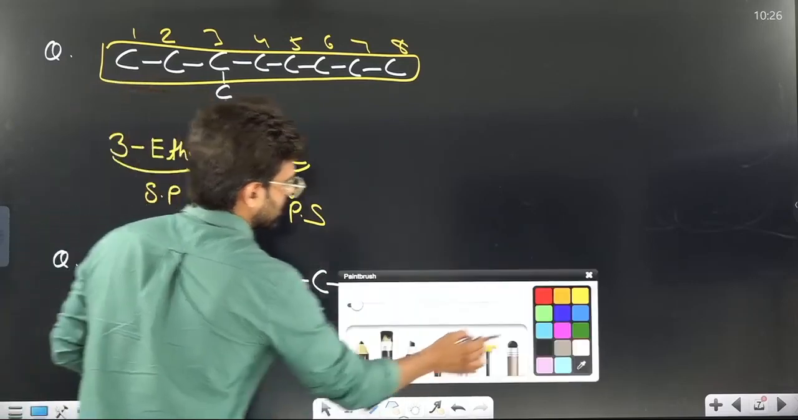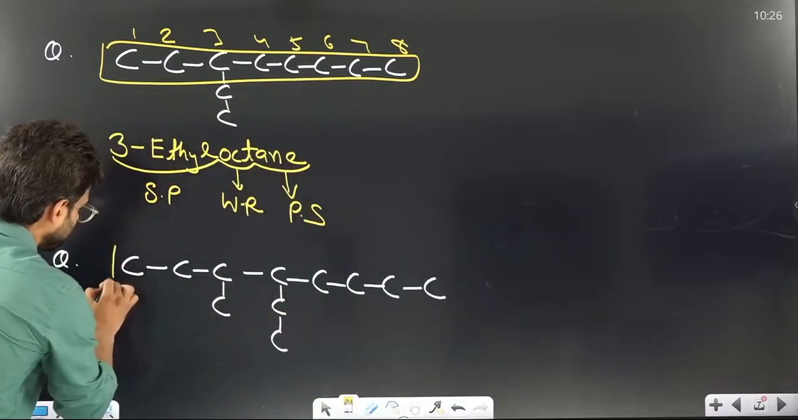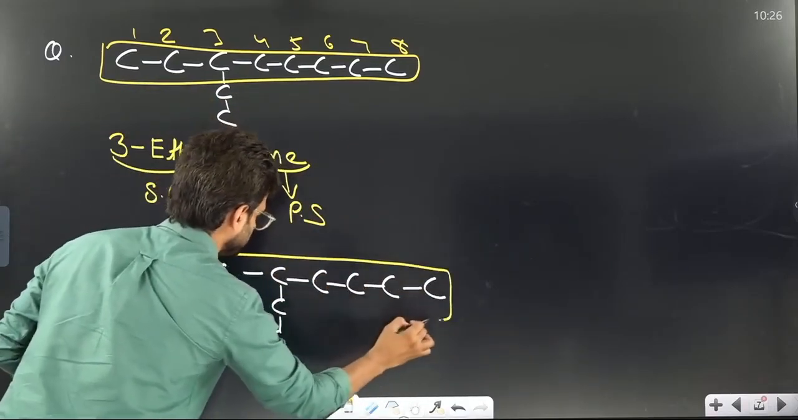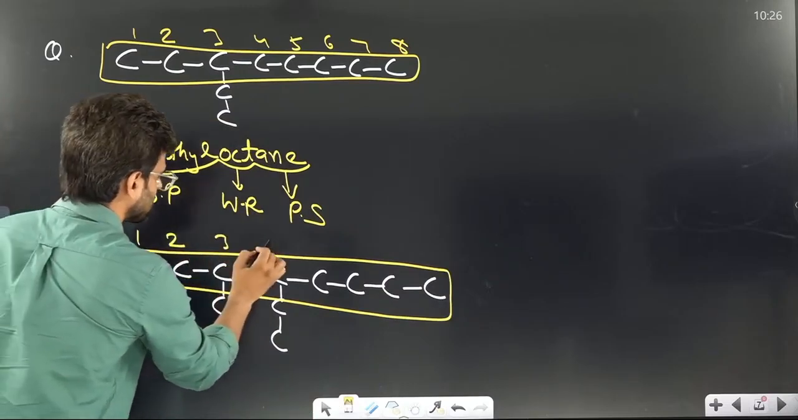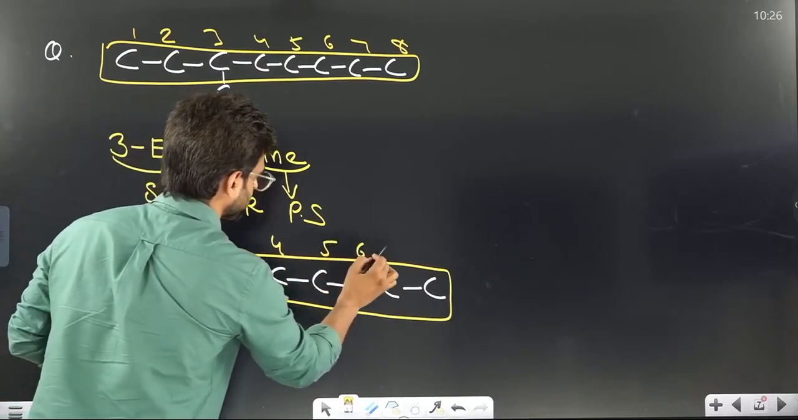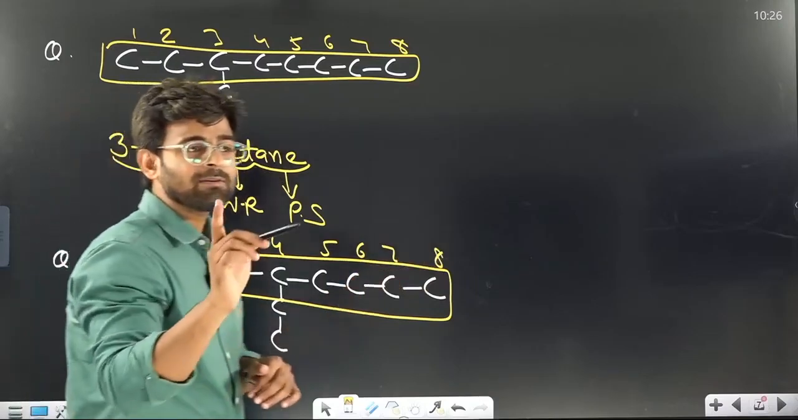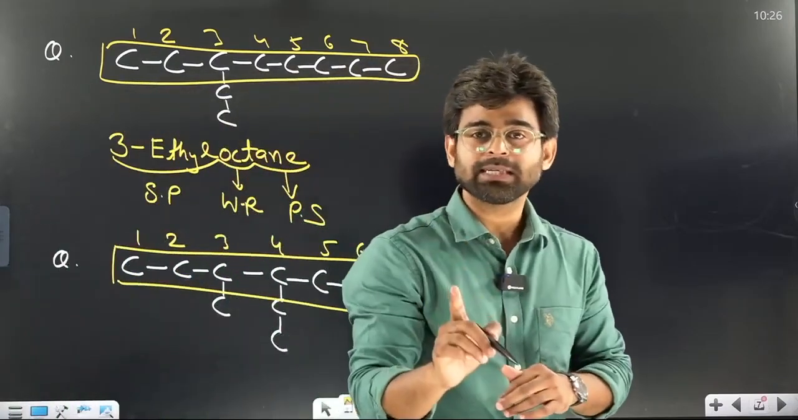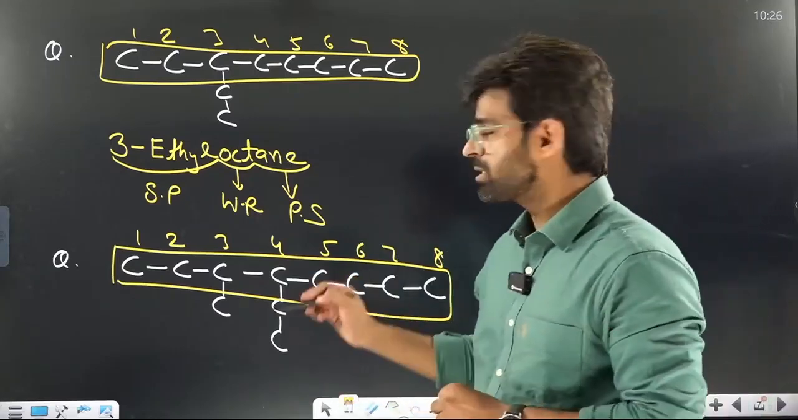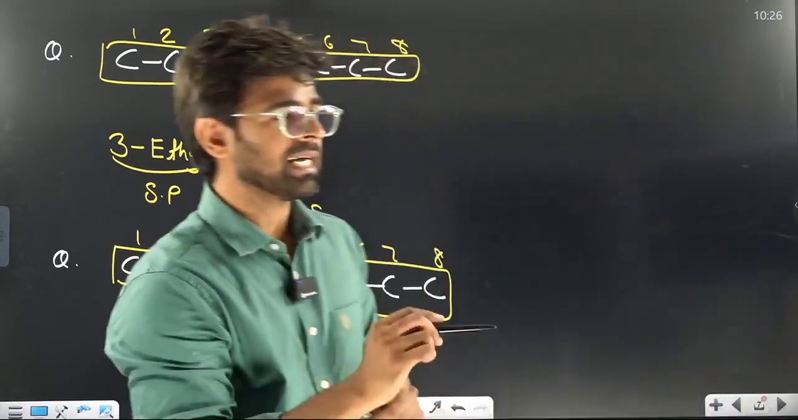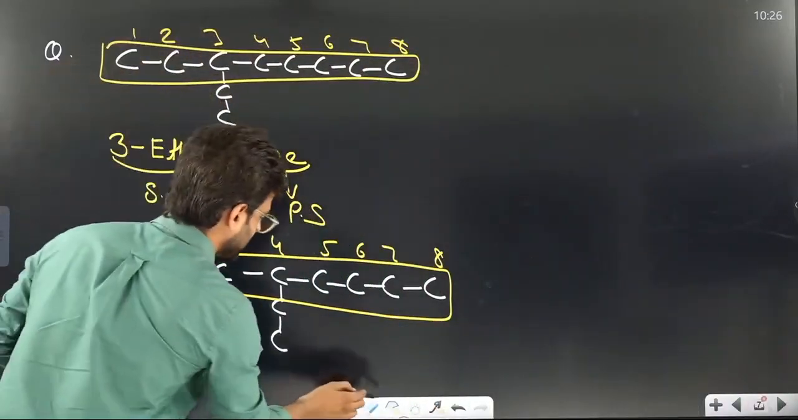Look at this. This is our main chain, and this time it has 2 substituents. I will start from here because of the lowest locant rule. We have 2 substituents. One is methyl, one is ethyl. Give the answer.